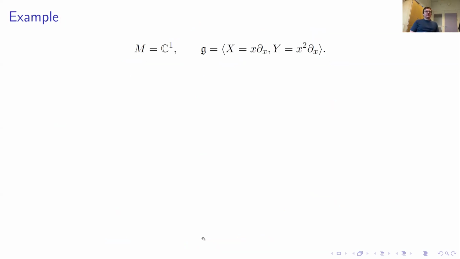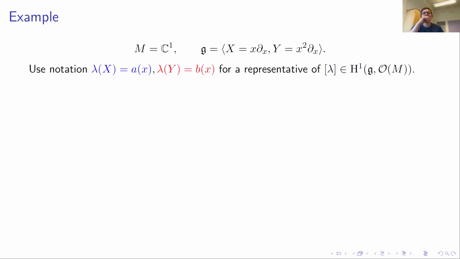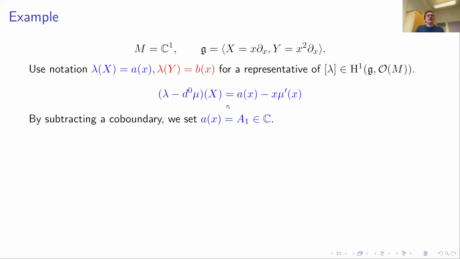So I'll just show with a very simple example how this can be computed. I'll use the notation A for lambda of x, B for lambda applied to y, and then lambda is just a general representative of the cohomology group. So let's see what we get. Well, we are allowed to modify lambda with a coboundary. And by doing so, we get this expression. And by choosing mu appropriately, it's not difficult to see that we can remove almost all of A. Basically, we can set it equal to a constant.